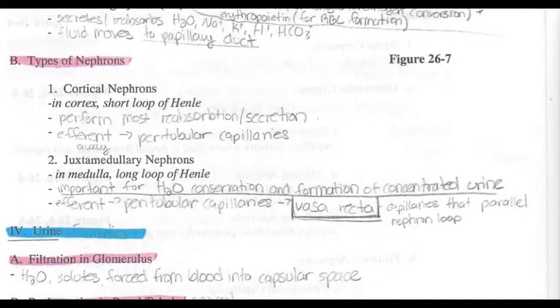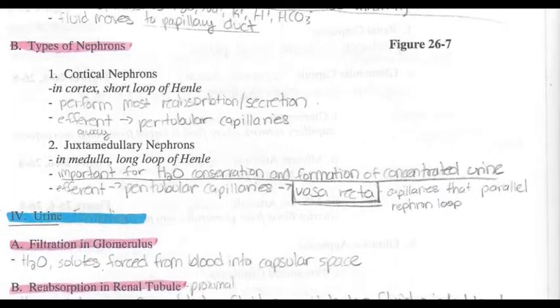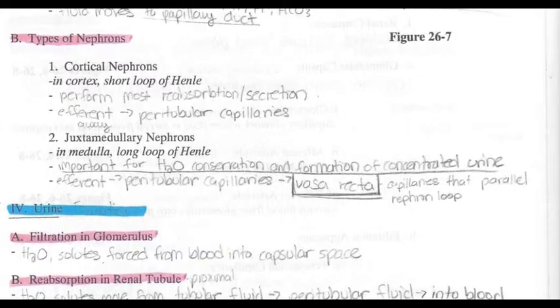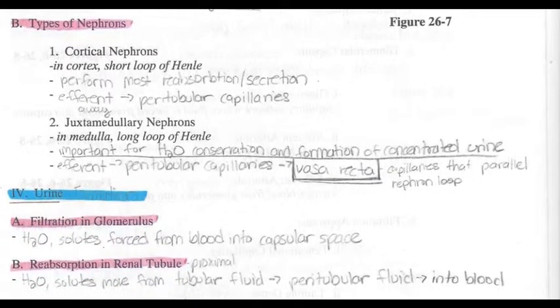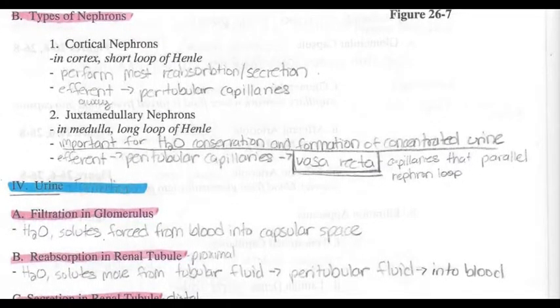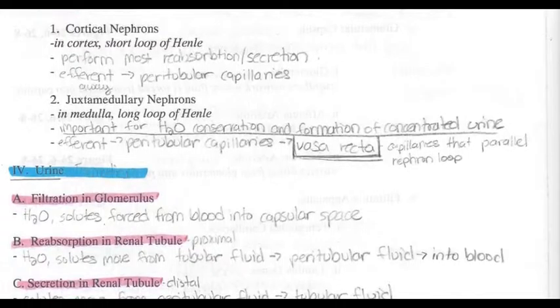B. Types of nephrons. 1. Cortical nephrons. These are found in the cortex and have a short loop of Henle. They perform the most reabsorption and secretion. The cortical nephrons are efferent bodies sending material to the peritubular capillaries.